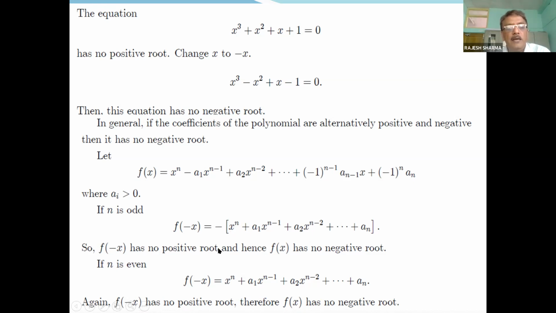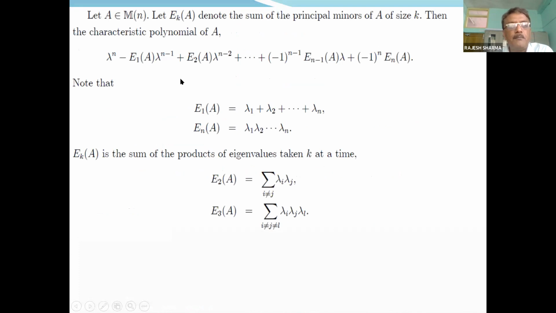Also, if n is even, then f of minus x simply becomes x raised to the power n plus a1 x to the power n minus 1 and so on up to an. All the coefficients are non-negative. So f of minus x has no positive root and hence f of x has no negative root. Clear this? Yes, sir.